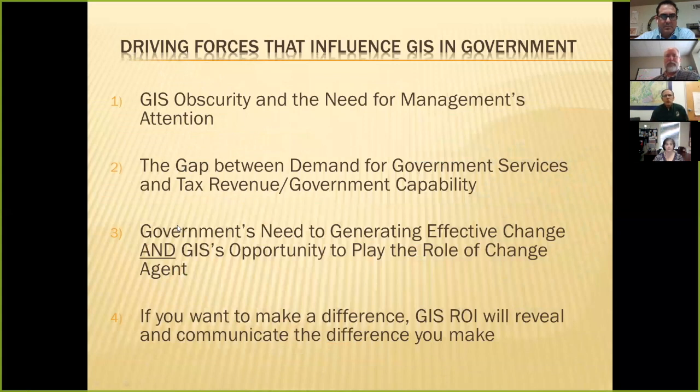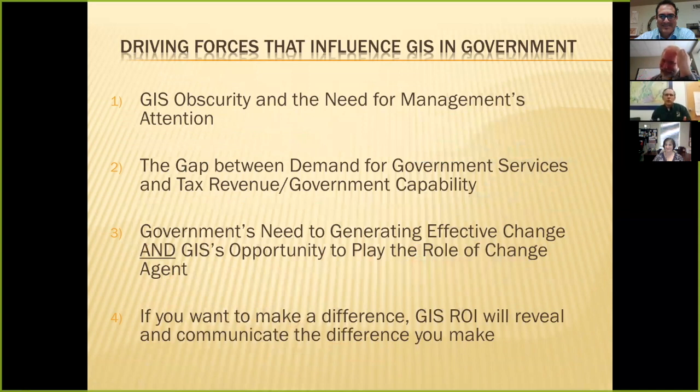Okay, so quick summary. These four driving forces, I believe, affect the vast majority of governments and therefore the GIS professionals within them. They exert a constant and increasingly urgent pressure that should be pushing GIS managers into the corner that has GIS ROI written all over it. So just to kind of prove that point, there's my GIS corner. There's ROI written all over it.